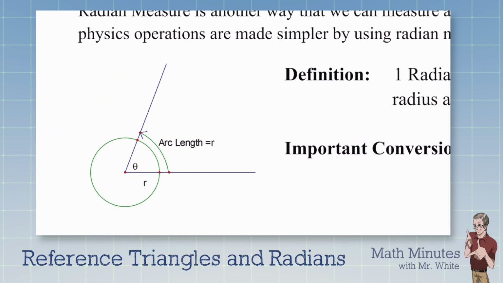If you have an arc length where that arc length is the same as the radius, and there's actually a formula for arc length, okay? But just know that if the distance around the circle, this far, matches the radius, you have just gone 1 radian around the circle. 1 radian around the circle.